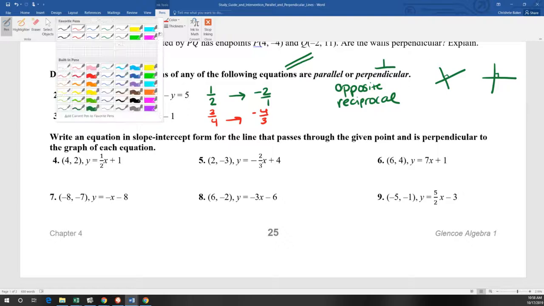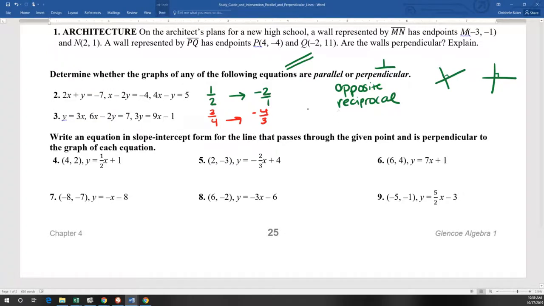So what if it's negative? What about -3/2? That becomes +2/3. So if it's negative, I make it positive and I flip it. What if it doesn't look like it's flippable? What about -3? What does that become? Well, we know that -3 is really -3/1. So I'd make it positive and make it 1/3.